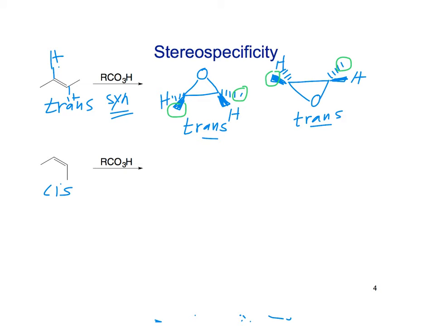What about the cis? Same rules take place. The oxygen can come from the top or the bottom, so we can draw these the same. But in this case, we started with cis, and our product is going to be cis. We can draw the other product, this, but likewise, we started with cis, we get the cis product.